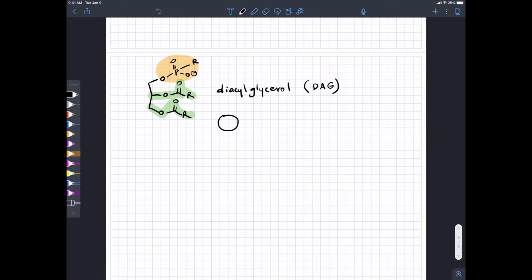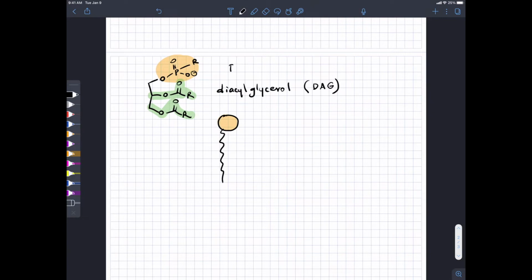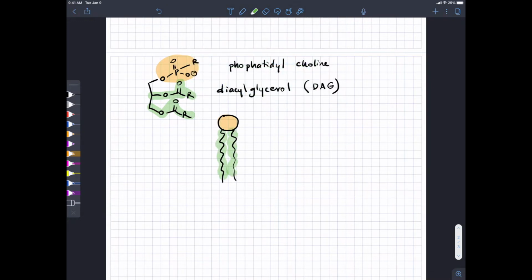So I'm just going to show you, and what we're going to draw now is probably the way you've seen these molecules illustrated before in other classes. Notice that when we have 2 nonpolar tails and 1 polar head group, the general shape is cylindrical.